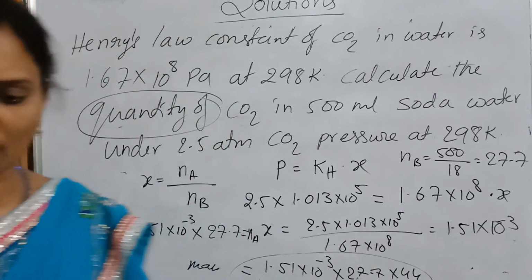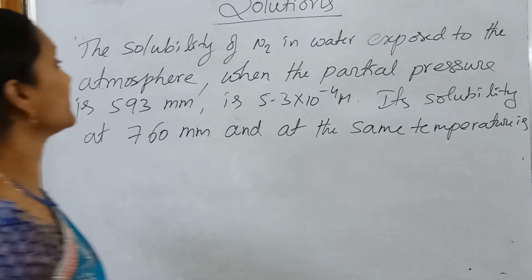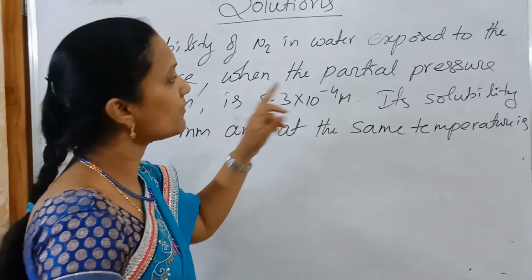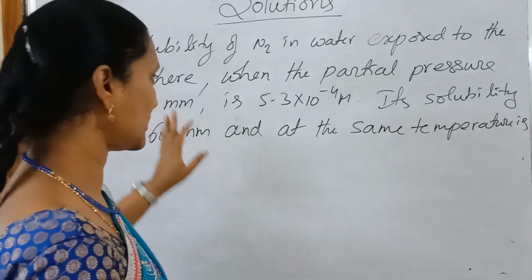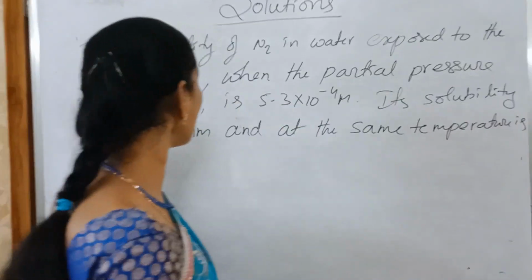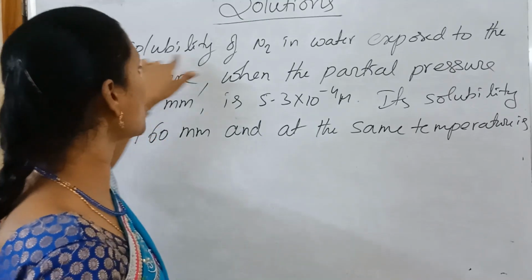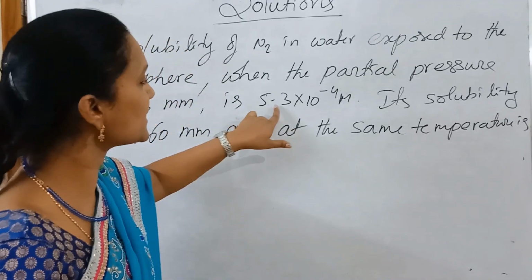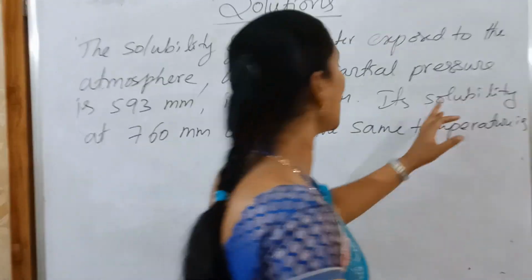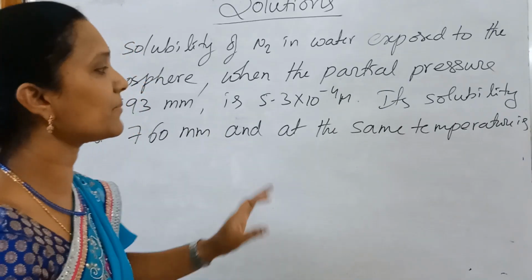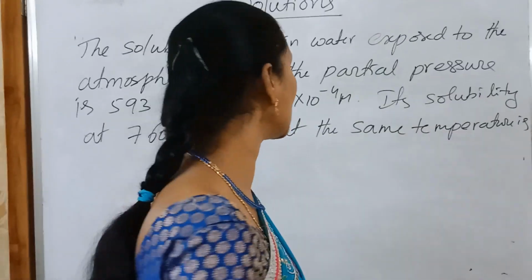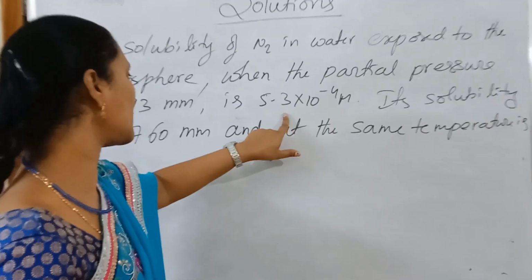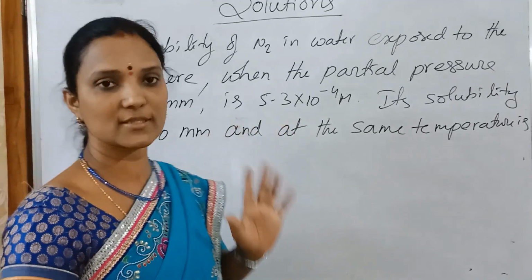That's it. So next problem. See the next problem. The solubility of N2 in water exposed to the atmosphere, when the partial pressure is 593 mm, is 5.3 into 10 power minus 4. Observe the sentence. What is its solubility at 760 mm at the same temperature? Temperature is constant. At one partial pressure this is the solubility; at the other partial pressure, what is the solubility they are asking?